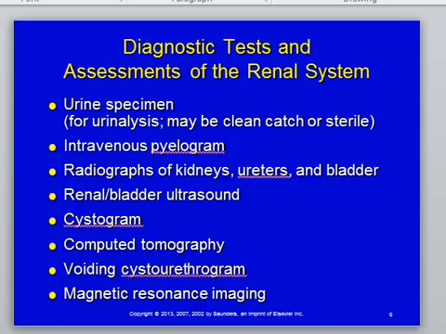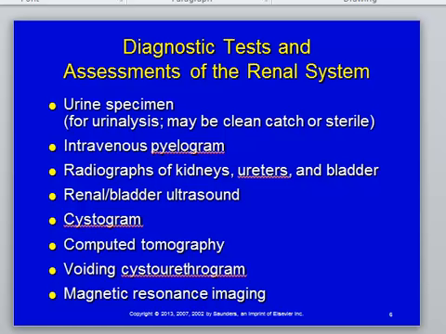So some of the diagnostic tests and assessments of the renal system that you'll see, of course, is the urine specimen for analysis. It can be a clean catch or it can be sterile. IVP, radiographs of the kidneys, ureters and bladder, renal bladder ultrasound, cystograms, CTs, voiding cystourethograms, and MRIs. This is chapter 20 in your PEDS book, The Child with a Genitourinary Problem.